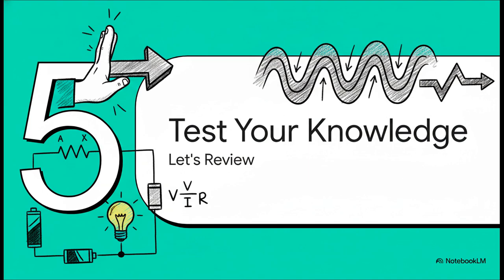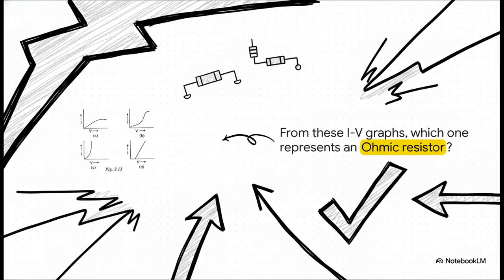So, you ready to see what you've learned? Let's do a quick knowledge check and put it to the test. Okay, take a look at these 4 graphs. Based on everything we just talked about, which one is our ohmic resistor, the one that follows the law? Give you a second. It's got to be D, right? It's the only one with that clean, predictable, straight line relationship.